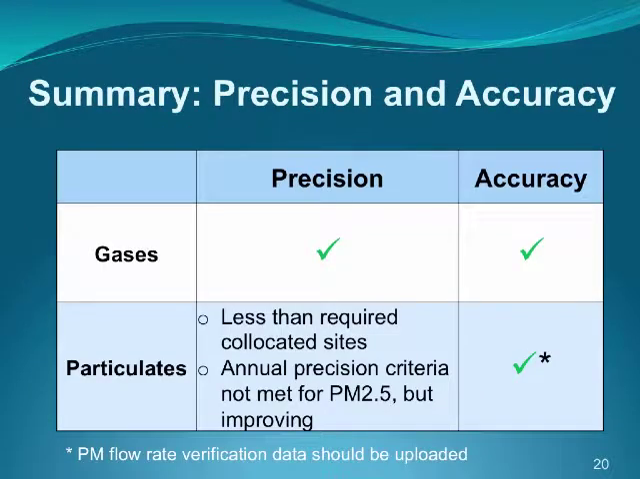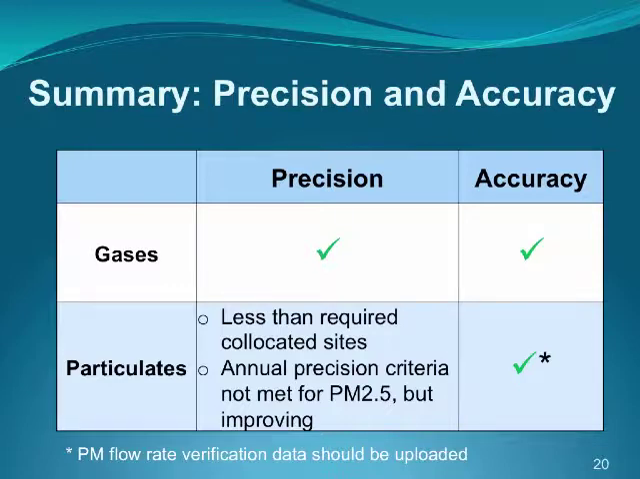So in summary, how well are we doing with our sites and our network? For gases, we are meeting the precision, accuracy, and bias criteria. For PM, we're having issues with co-location requirements. Like Mike mentioned earlier, we will be meeting that goal in the future. And for PM 2.5, we are not meeting the precision criteria at this moment, but compared to previous years, it is improving slightly.